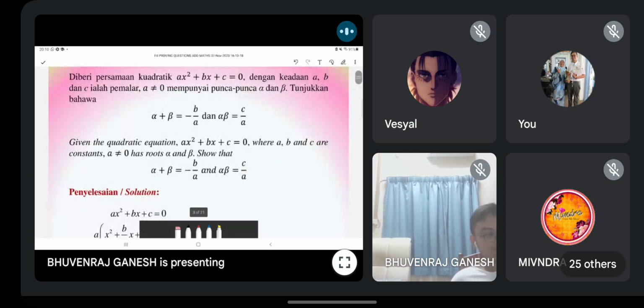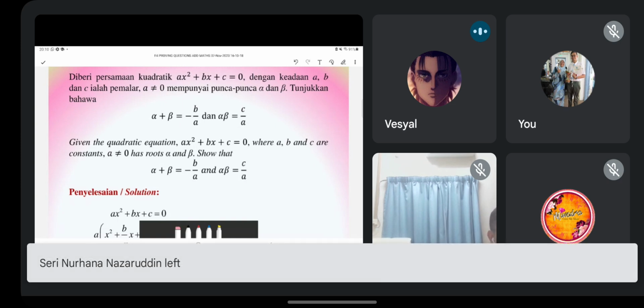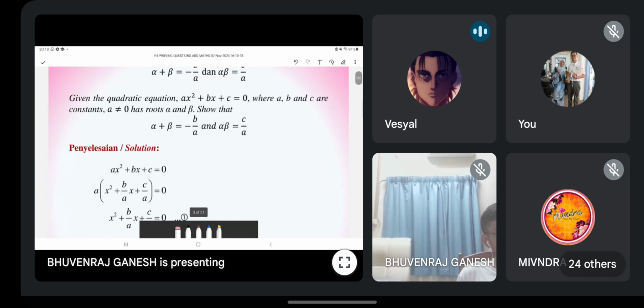So Vishal? Okay, so this is the formula to prove sum of roots and product of roots. So in other words, your roots of a quadratic equation, we'll say they are alpha and beta, A and B. So alpha plus beta must be negative B over A, and alpha times beta must be C over A. That's the regular formula. Can scroll down, Bun.